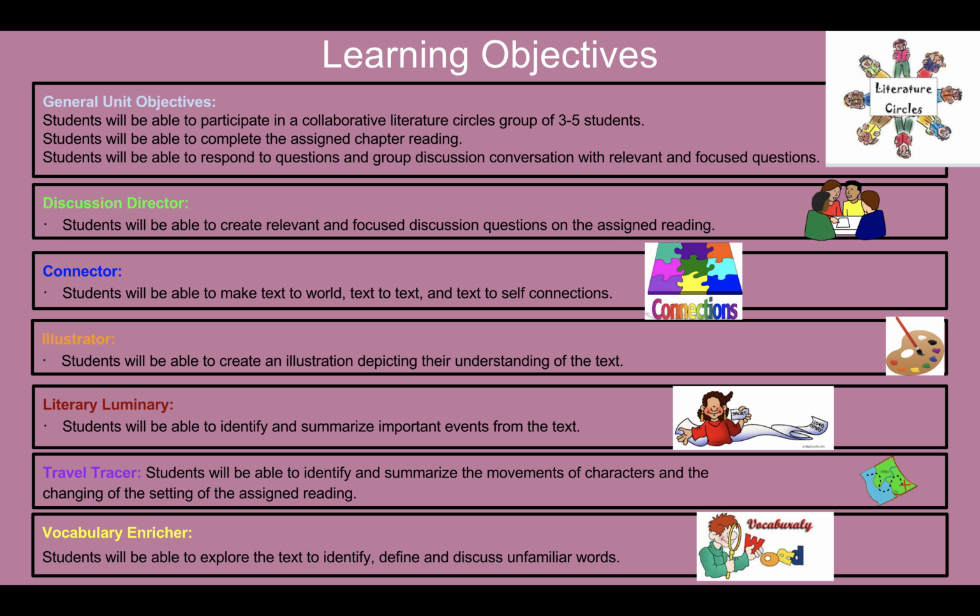The connector will be able to make text to world, text to text, and text to self connections. The illustrator will be able to create an illustration depicting their understanding of the text. The literary luminary will be able to identify and summarize important ideas or events from the text. Travel tracer will be able to summarize the movements of the characters or the changing of the setting. And the vocabulary enricher will be able to explore the text to identify, define, and discuss unfamiliar words.